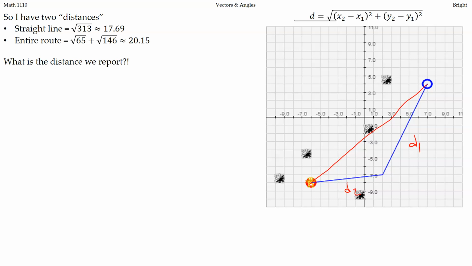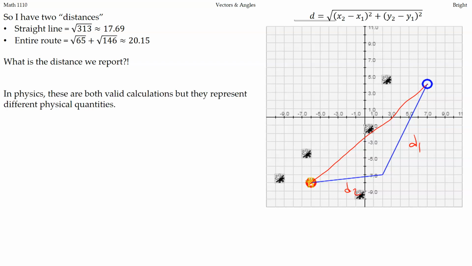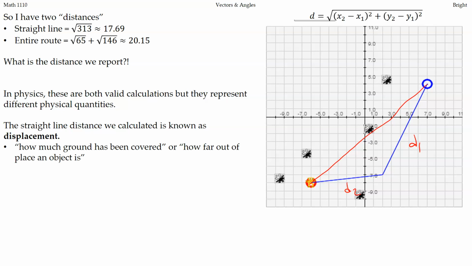Now, in reality, when we're talking about physical quantities, both of these calculations are valid, but they represent different quantities. The straight line distance, the red line that is shown here, is called displacement. The idea with displacement is that it's how much ground has been covered, or how far out of place an object is. To compute that, all you do is compare where you started to where you ended. We'll go through this in section 3B, when we actually get to physical concepts, but I just want to make you aware of this.